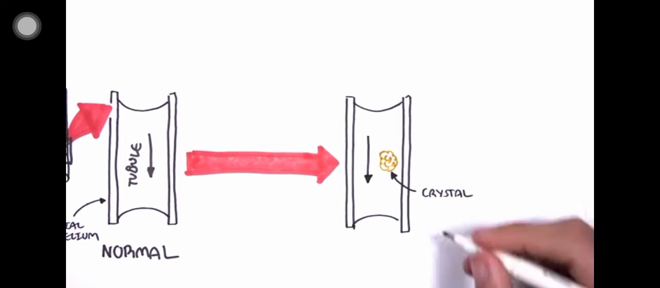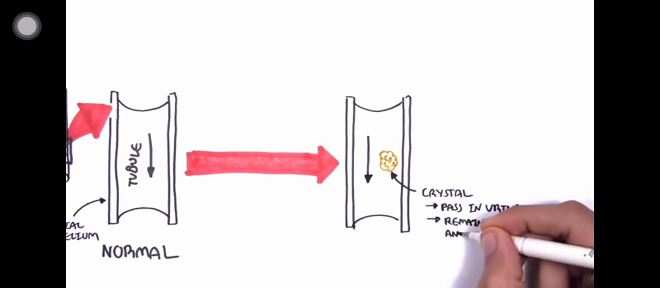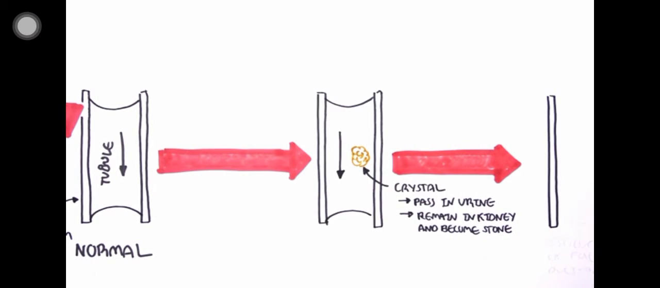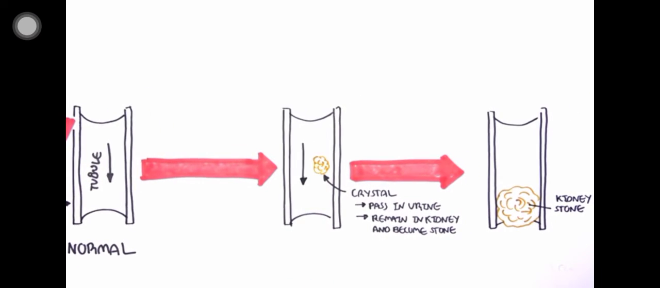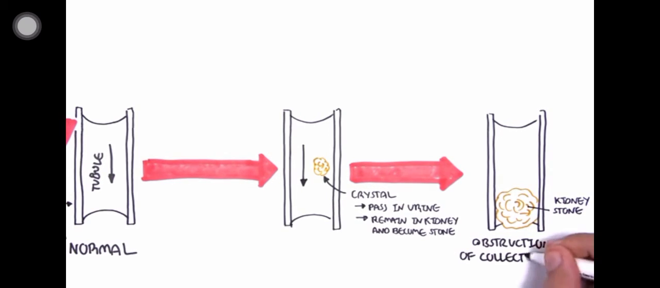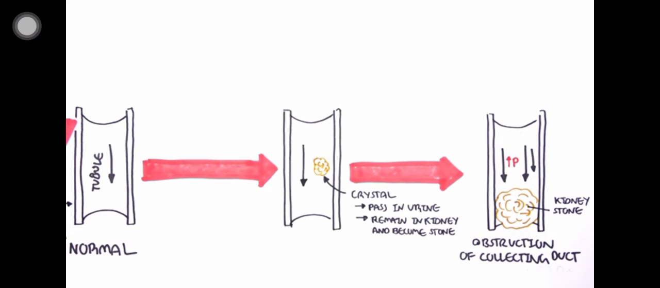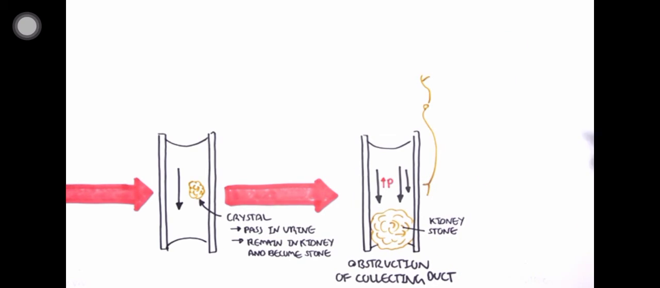If the crystal is small, it will just pass in the urine. But if it remains in the kidneys, in the nephron, it can grow bigger and become a kidney stone. A kidney stone, again, is basically a big crystal. The kidney stone can lead to an obstruction. The obstruction within the tubule can create a buildup of pressure in the tubule. This pressure can cause irritation, and this irritation is read by the brain as renal colic.